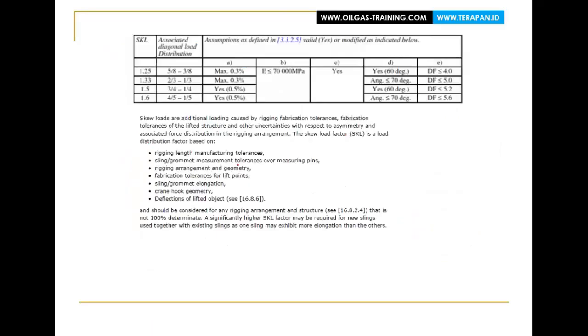There are various types of skew load factor. The most common one used is 1.25, assuming the loading distribution where one sling gets 5/8 portion and another sling gets 3/8 portion. Skew load factor is considered because of inaccuracy in manufacturing. For example, because of the rigging length. It could be because of grommet measurement tolerance around the pin. Then also the rigging length is not accurate according to the calculation. It could also be because of sling grommet elongation. It can also be crane hook geometry.